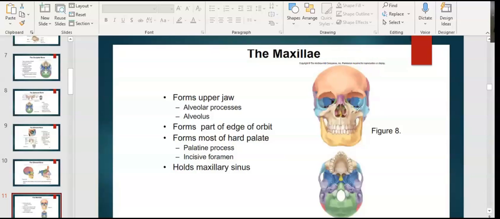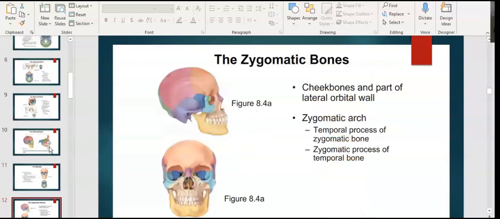We're going to have a hole right here. The infraorbital foramen is called infra because it's below your orbit. So it's going to be called infraorbital foramen. And in your maxilla, inside the bone itself, you're going to have some cavities in there. And those are going to be called sinuses. If we go over here, then we have the zygomatic bone.